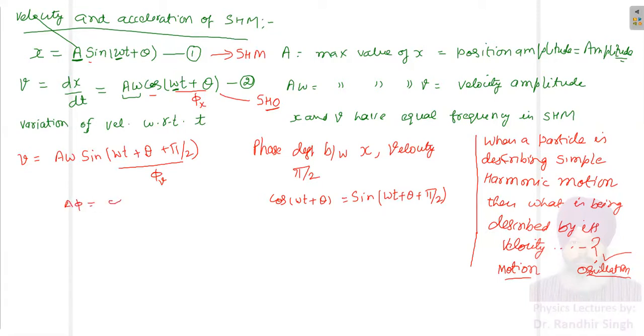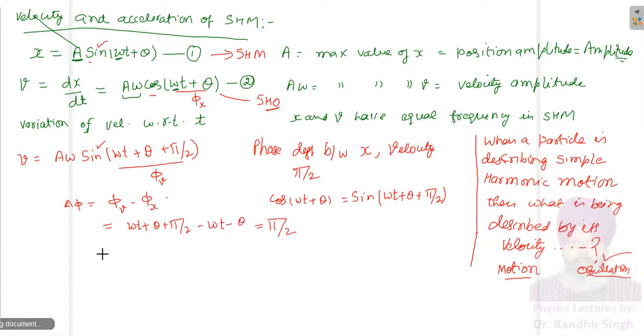It will be phase of velocity minus phase of position. But please remember, you can use this formula only if there is either sine in both of them or cos in both of them. And when you put these values, you will get omega t plus theta plus pi by 2 minus omega t minus theta, that is pi by 2.